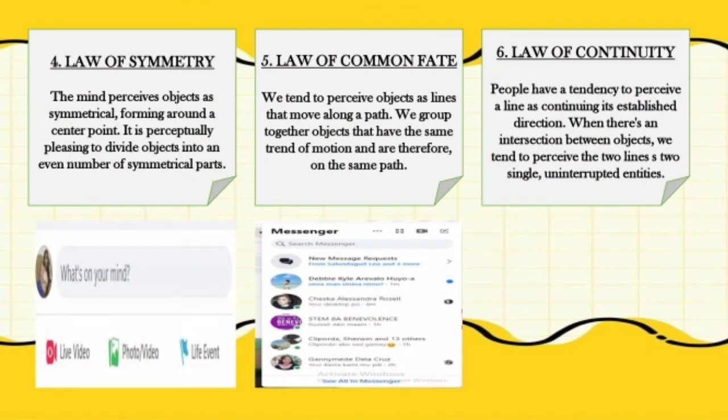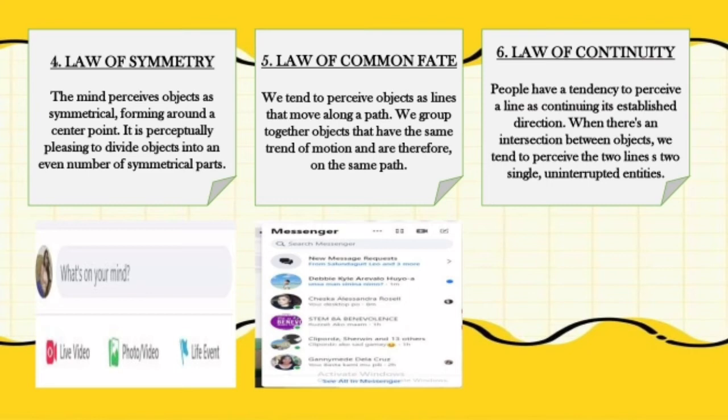Law of symmetry. The law of symmetry is a Gestalt grouping law that states that elements that are symmetrical to each other tend to be perceived as a unified group, since the mind perceives objects as symmetrical, forming around a center point.